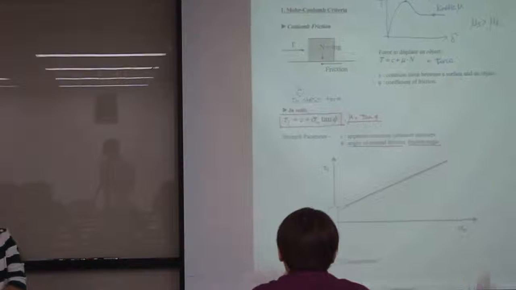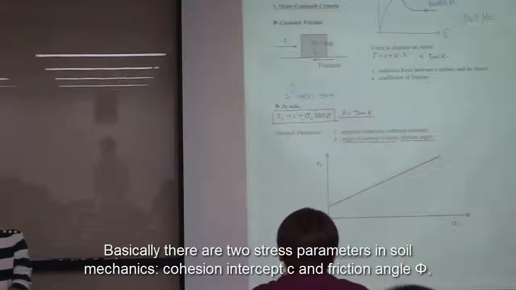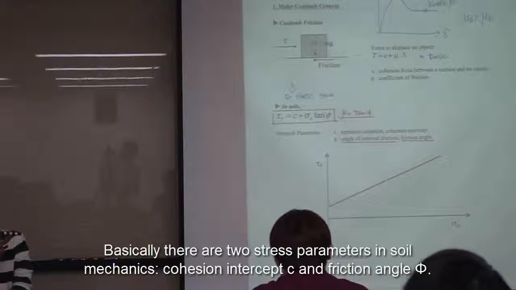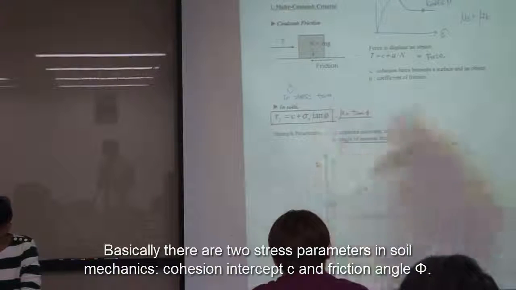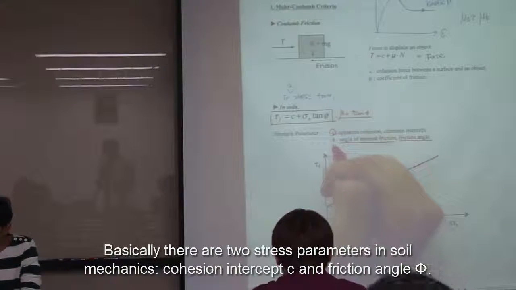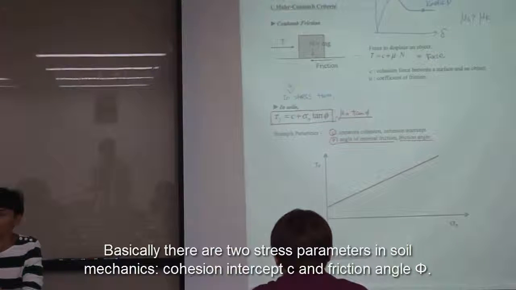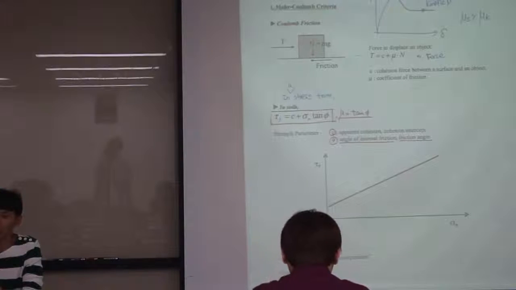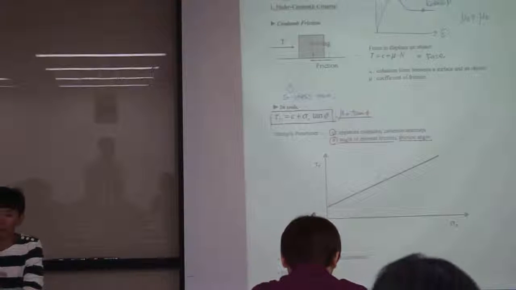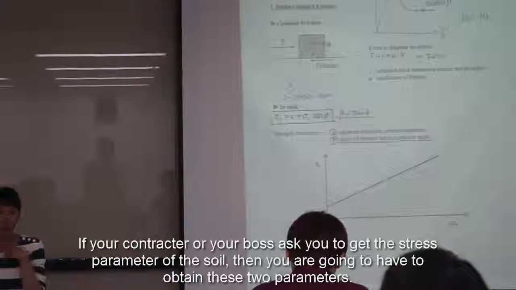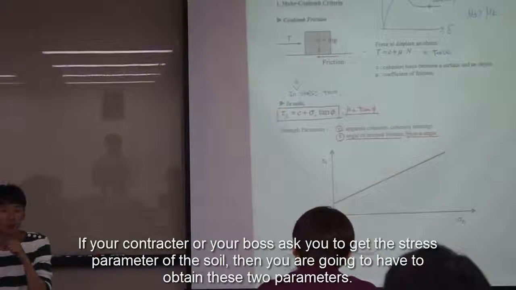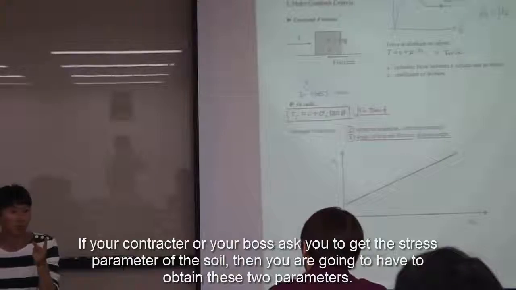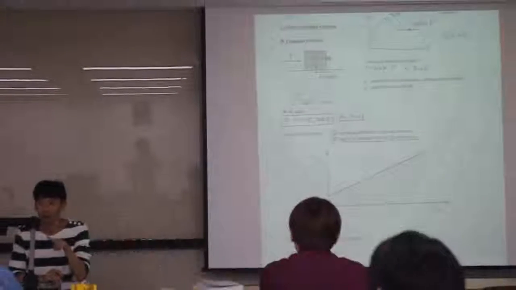So basically there are two strength parameters in solid mechanics. One is the cohesion intercept, C, and the other, phi, is the friction angle. These two are the strength parameters. So if your contractor or your boss asks you to get the strength parameters of the soil, then you're going to have to obtain these two parameters, C and phi.